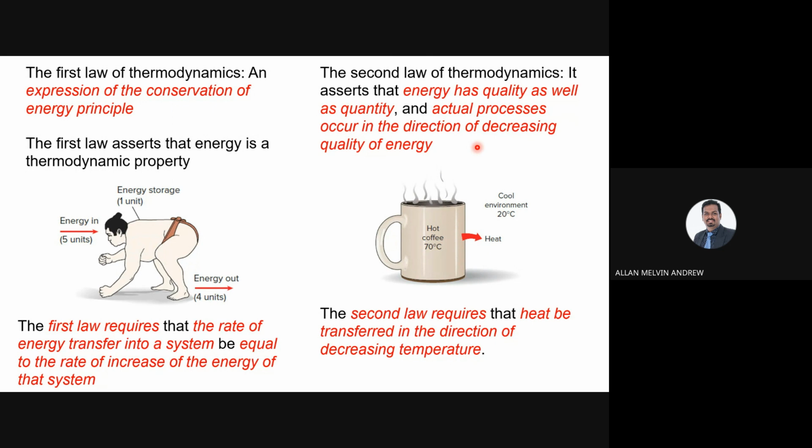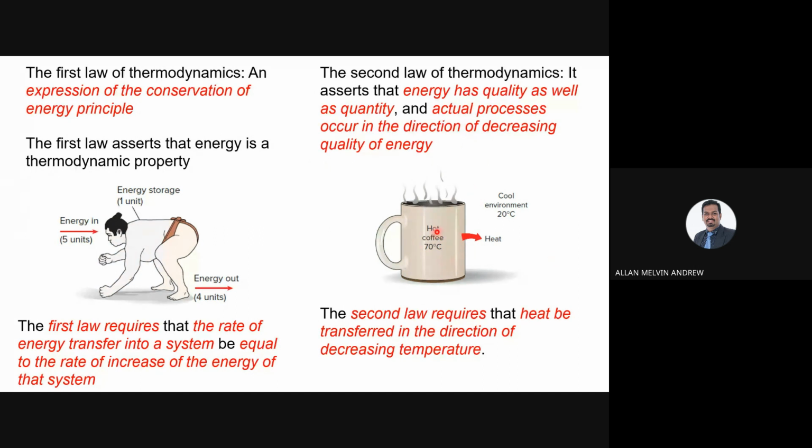So when you have high quality and low quality, you can have a gradient. And the actual process of thermodynamics is occurring in the direction of decreasing quality of energy. So I will explain to you what is decreasing quality of energy. So let's see this example.